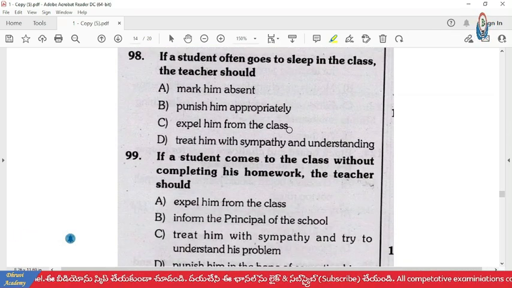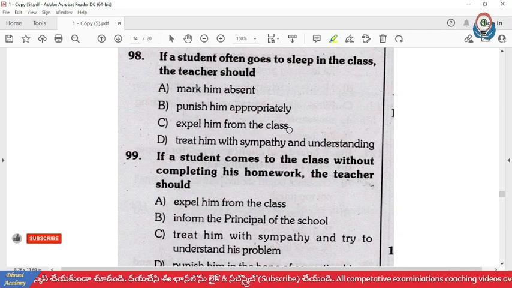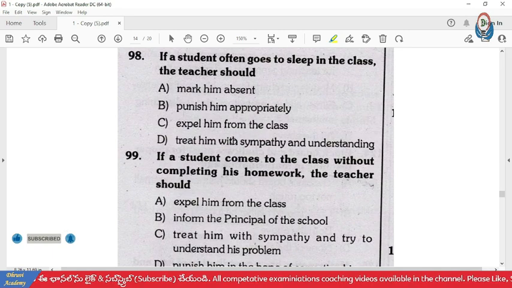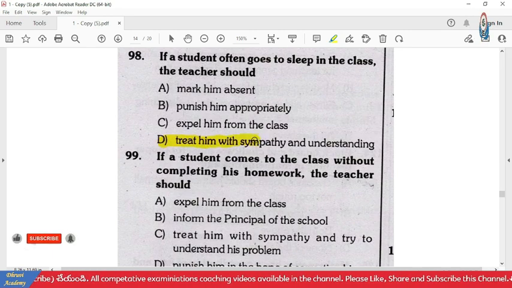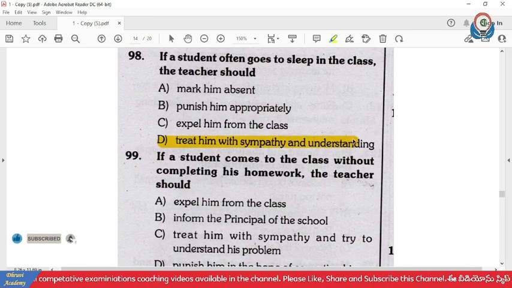If a student often goes to sleep in the class, the teacher should: mark him absent, punish him appropriately, expel him from the class, or treat him with sympathy and understanding. The answer is treat him with sympathy and understanding. This will be the right answer.